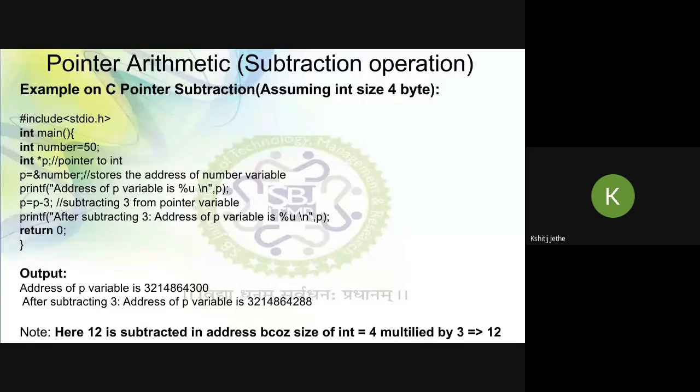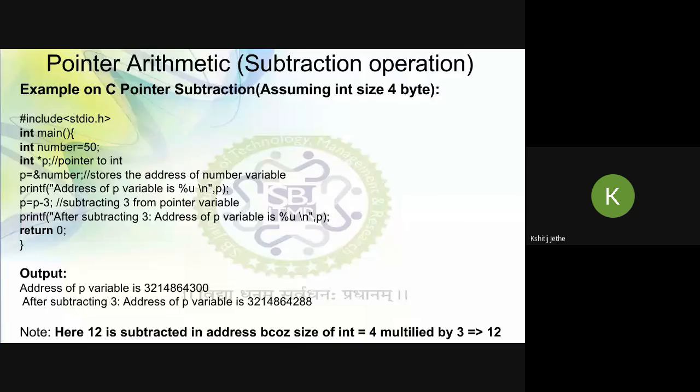Okay, so here the size is 4 bytes because the data is of type integer, and we have assumed that we are working with a 64-bit operating system, and it is occupying 4 bytes of memory for storing a single integer data. Okay, so this is how we can perform the subtraction operation.